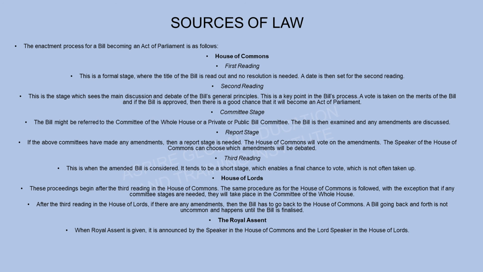Now, these proceedings begin after the third reading in the House of Commons, and the same procedure is followed as for the House of Commons, with the exception that if any committee stages are needed, they will take place in the committee of the whole House. After the third reading in the House of Lords, if there are any amendments, then the bill has to go back to the House of Commons. A bill going back and forth is not uncommon, and this will happen until a bill is finalised.